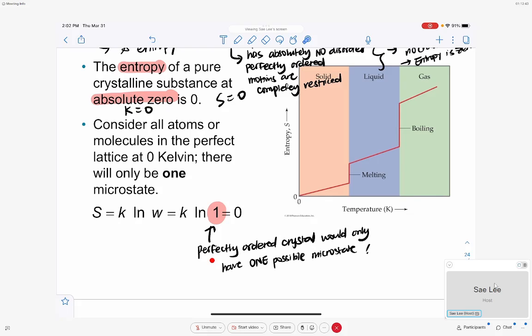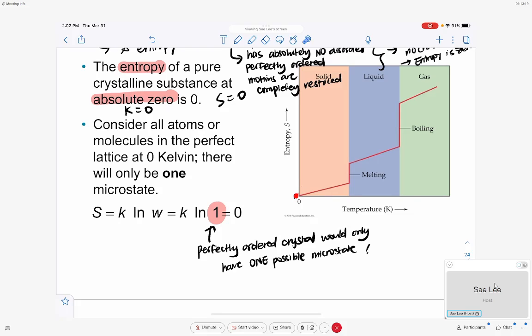A perfectly ordered crystal would only have one possible microstate, or one possible arrangement, so if you plug in one, it makes sense mathematically. Any temperature above absolute 0 will have some sort of disorder according to this law. So at absolute 0 Kelvin, S is 0. This is entropy versus temperature. At temperature 0 Kelvin, the entropy is 0.